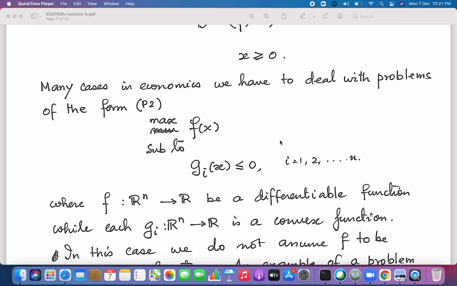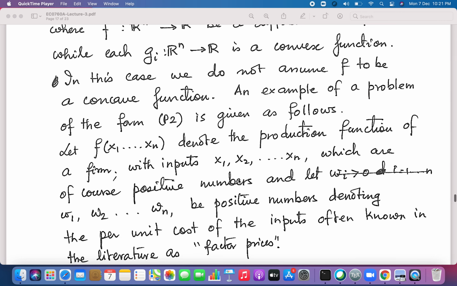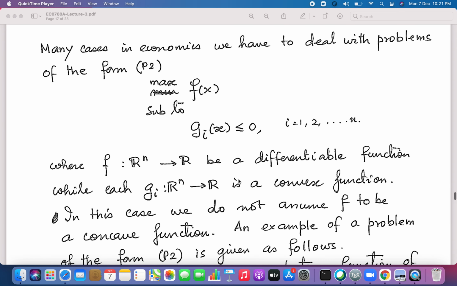But in many cases in economics we might have to deal with a situation where I maximize a function f(x) over g_i(x) less than or equal to 0. This is a very important situation, where the function f might not even be convex. So I am maximizing a function subject to g_i(x) less than or equal to 0, where the g_i's are convex functions. Let me see what is an example of this.